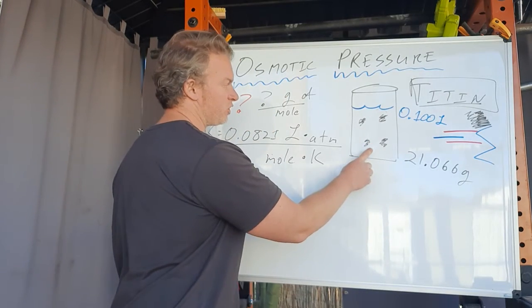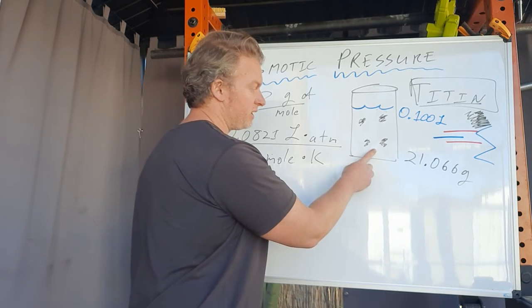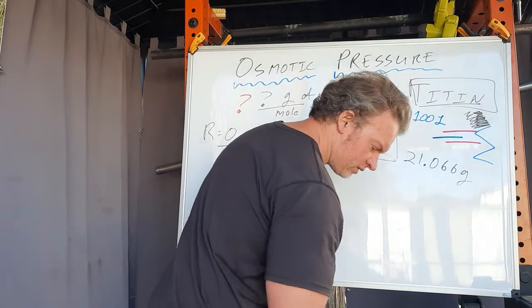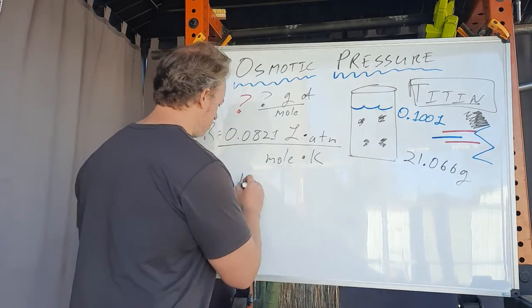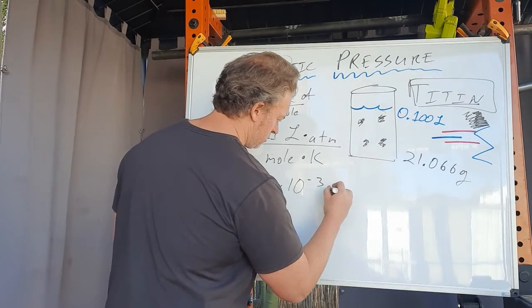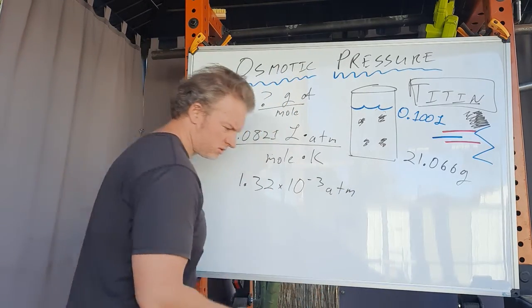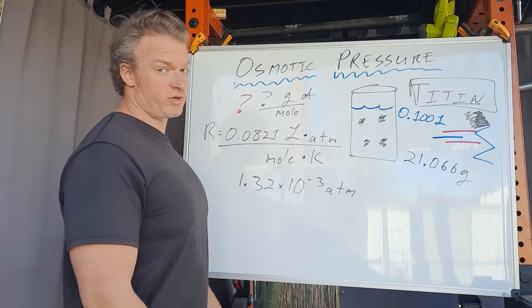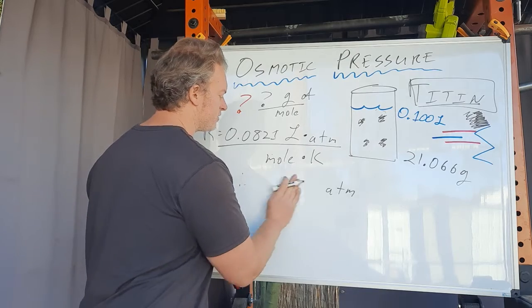The pressure of this solution would be measured by the apparatus, and that is observed. It's an ugly number, 1.32 times 10 to the negative third. I'm immediately going to put that into standard notation.